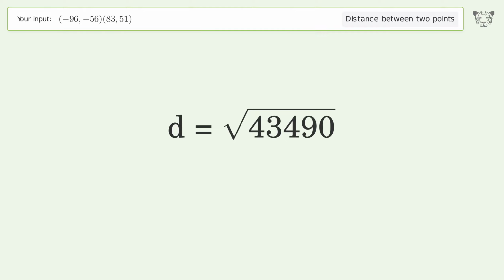And so the distance between the 2 points is the square root of 43,490, or 208.543.